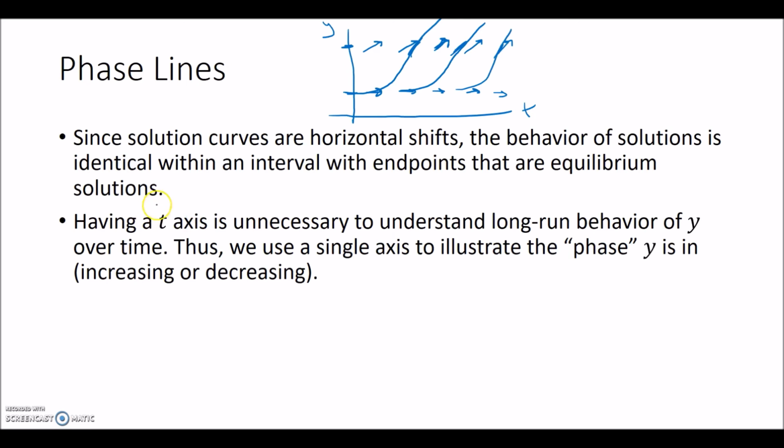So at this point, having a t-axis is unnecessary to understand the long-run behavior of y over time. In other words, if we know that the slope is positive within an interval, then all we really need to do is indicate that the slope is positive within that interval.